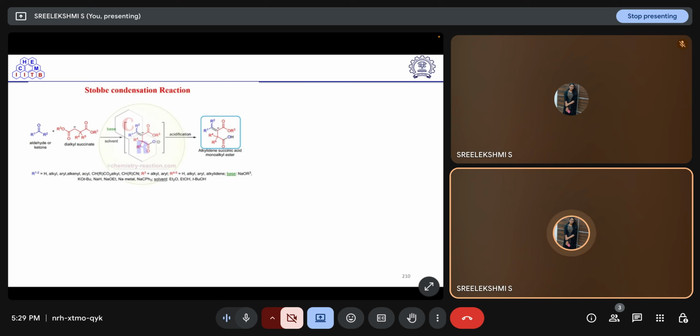Now going to the next reaction, which is the Stobbe condensation reaction. So here we have an aldehyde or a ketone. Then this dialkyl succinate in the presence of base in solvent, it is forming this compound, which upon acidification we are getting this alkylidene succinic acid monoalkyl ester.